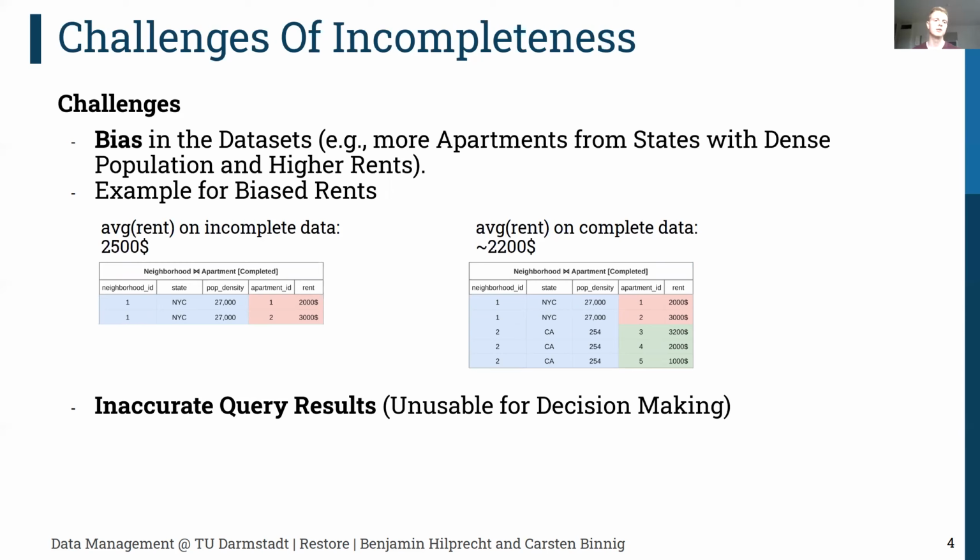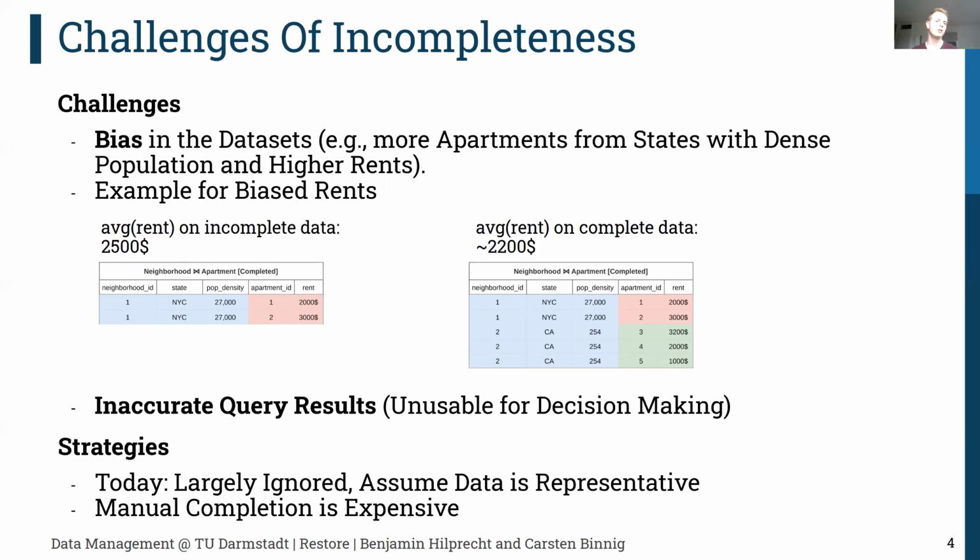And in general, this leads to inaccurate query results, and we cannot really use it for decision making because we ground our decisions on erroneous data. And as for strategies today, this is largely ignored. We simply assume that the data set is representative. However, as we see above, there might be bias, so we cannot safely assume this. And we could also say, let's complete the data manually, but this is a really expensive and error-prone process.